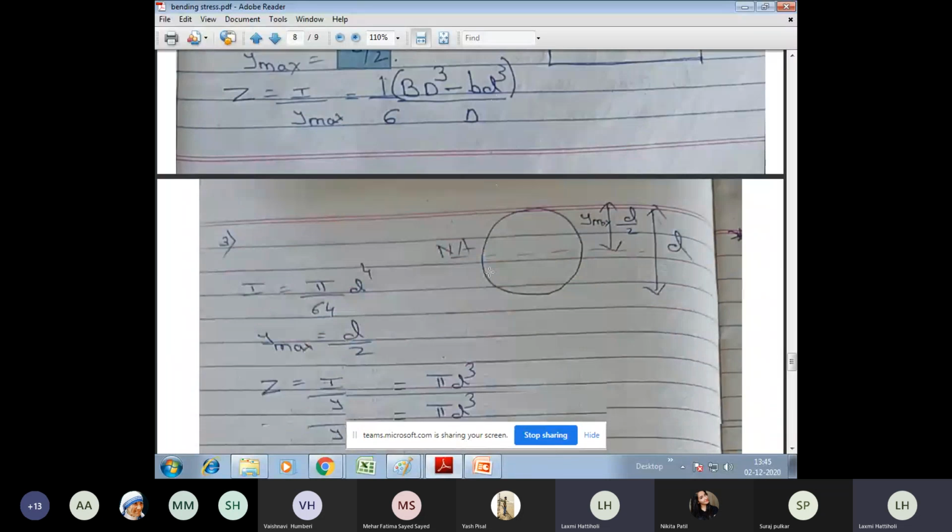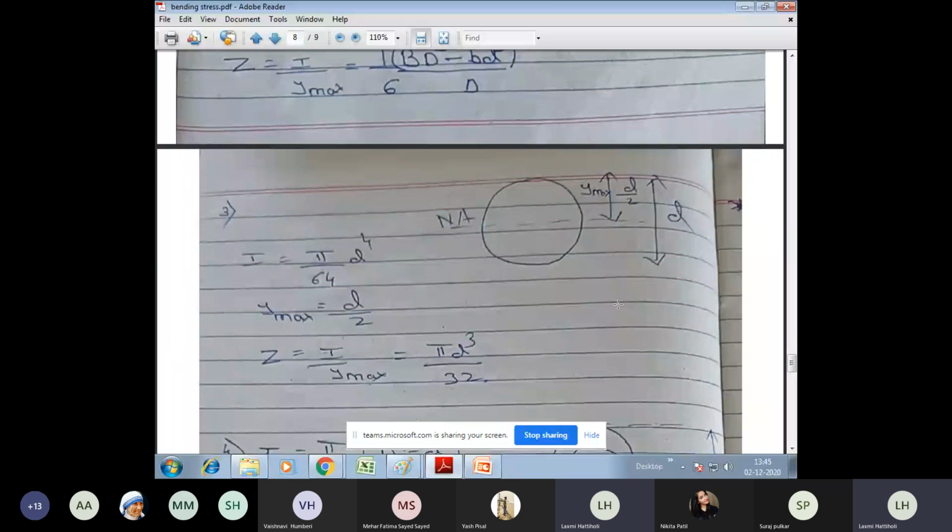Okay. Next, what about the circular section? So this is my circular section. I have drawn the neutral axis. So when you get this circular section, then what about Y? Where is the Y maximum? Once again, if the diameter is D, then Y maximum will be D by 2. Okay, remember this.